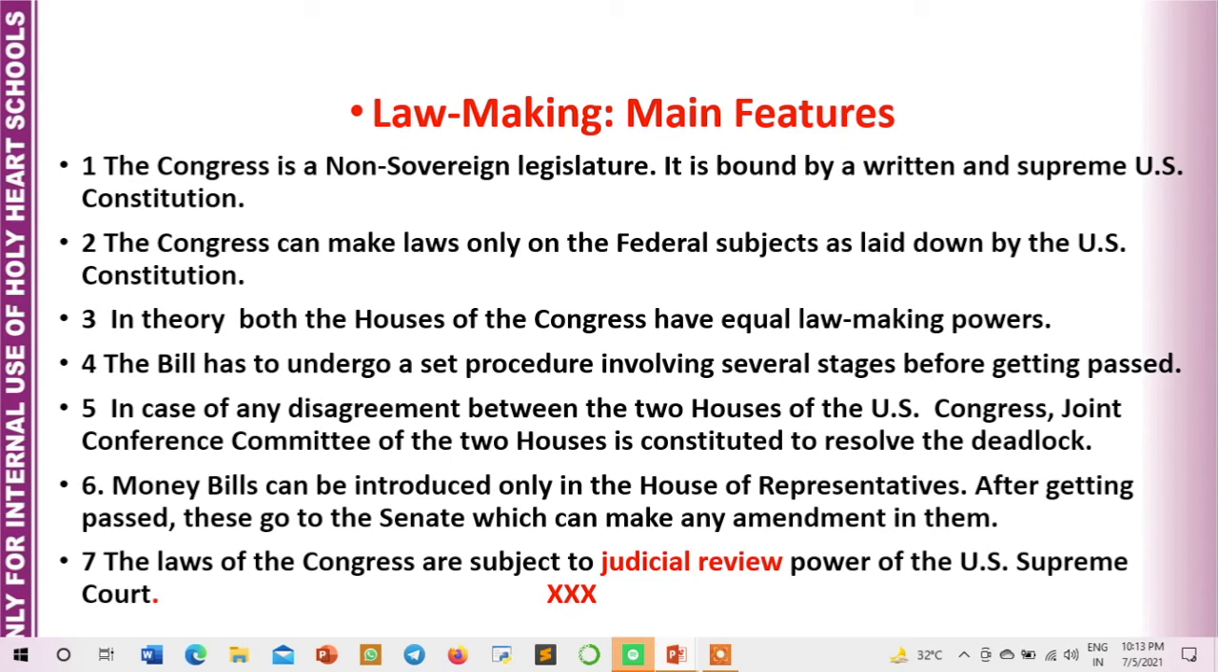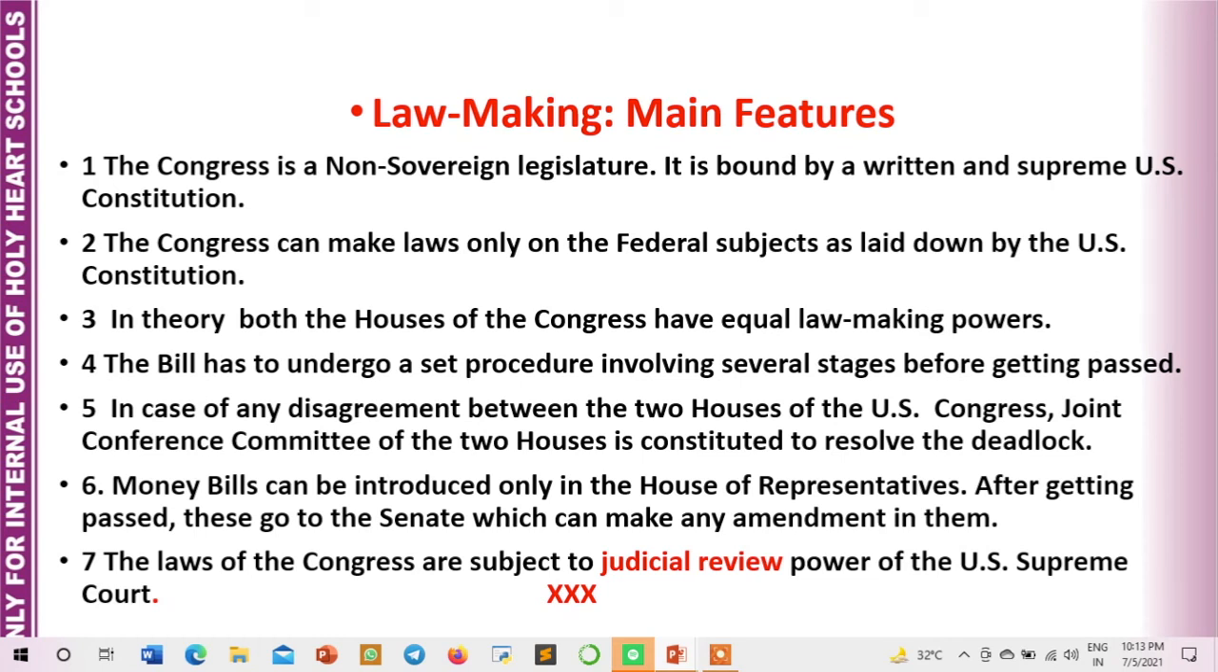This I have already talked to you about. As far as the money bill is concerned, I have talked with you about the upper houses of three countries: India, UK, USA. The upper houses don't have the power to introduce the money bill, but they also can't make any change in the money bill as far as India and the UK are concerned.